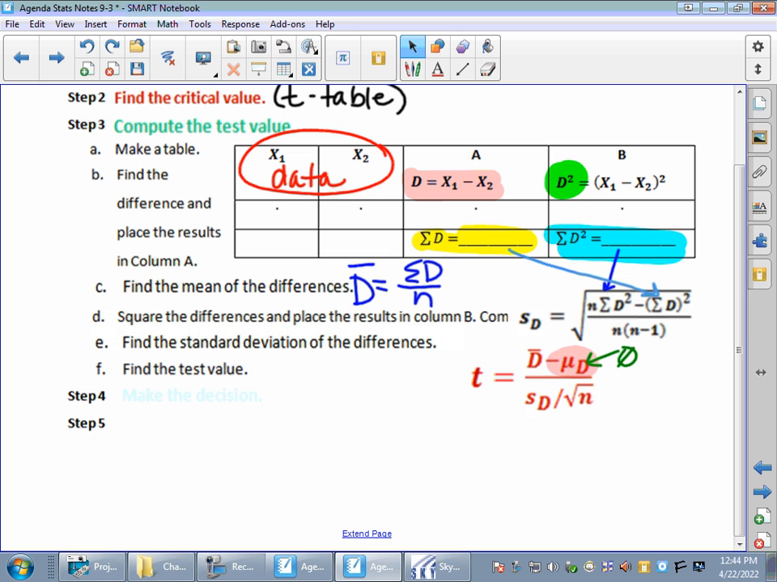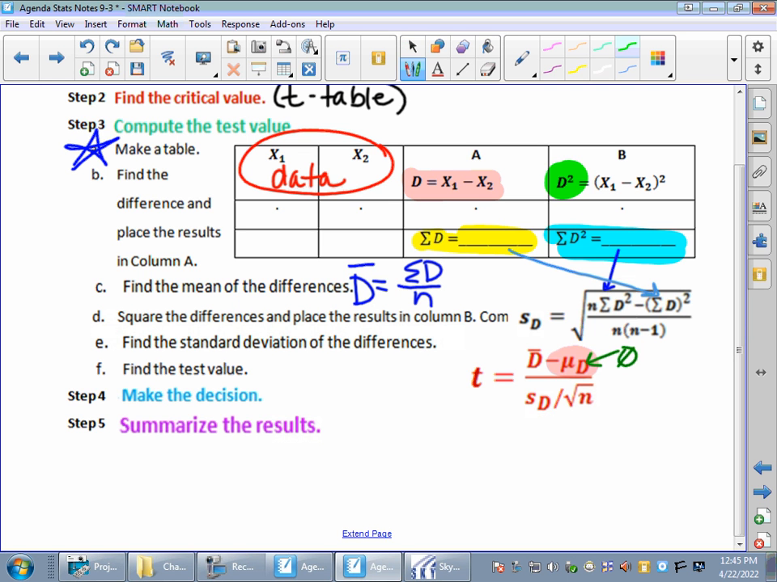Step 4, everybody knows, make a decision. Again, our decision is either reject H sub 0 or do not reject H sub 0. We never say anything about supporting. We never say anything about H sub 1. And last but not least, the favorite part, summarize the results using the context. So step 3 just exploded. We've got ourselves some work to do. Making a table is really going to organize your information and keep you together and make sure that you know what you're doing along the way. So now let's do an example.